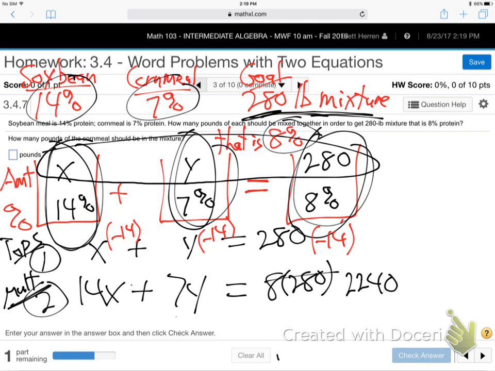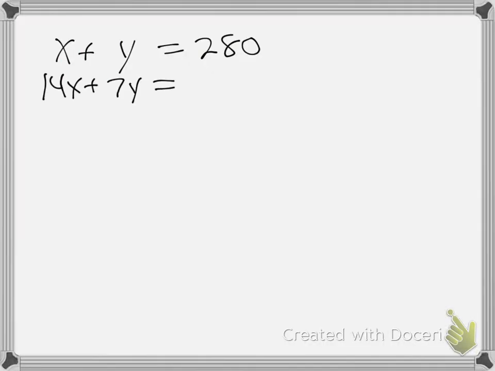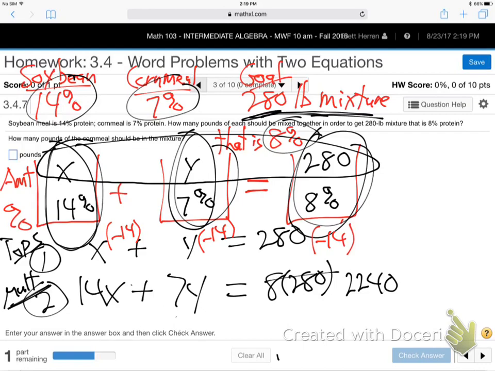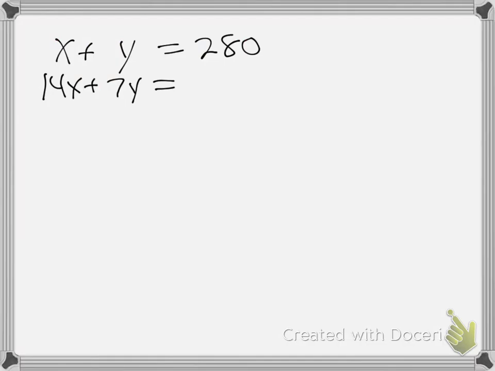So we've got x plus y is 280, and the other one was 14x plus 7y equals 8 times 280, which is 2240.